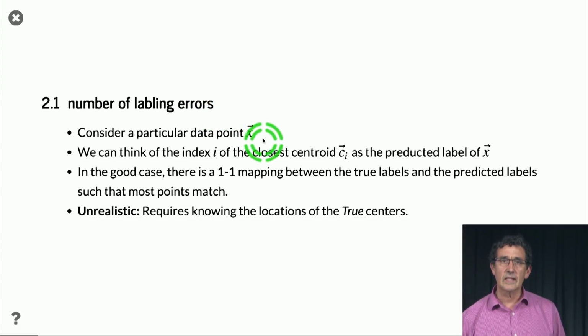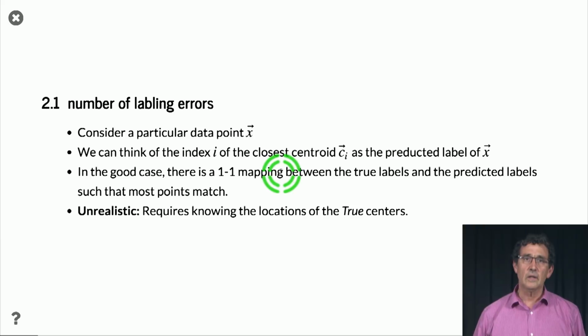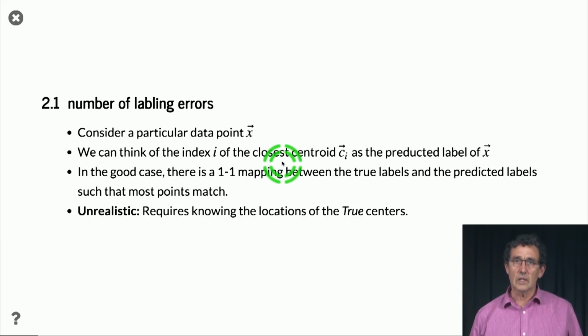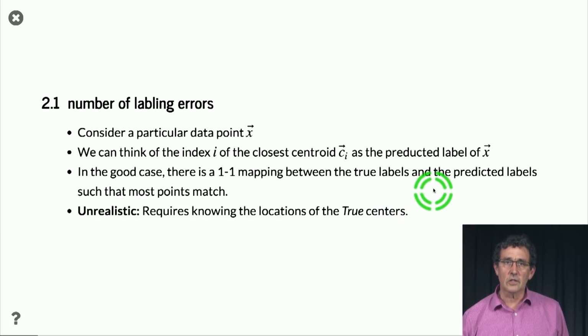It's not exactly labeling, because we don't know whether 1 is a 2 or 2 is a 1, but we can establish a particular matching of the centroids to the centers, and then we can do that. So this is unrealistic because it requires locations of the true centers. Okay, so we need to know where the true centers are.